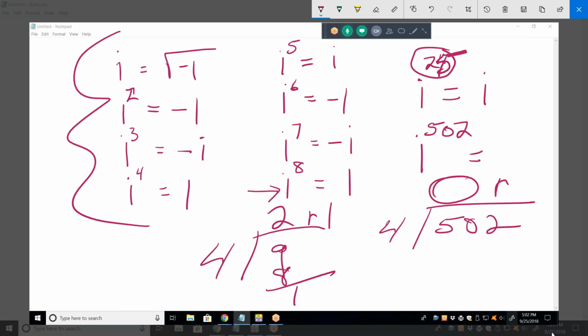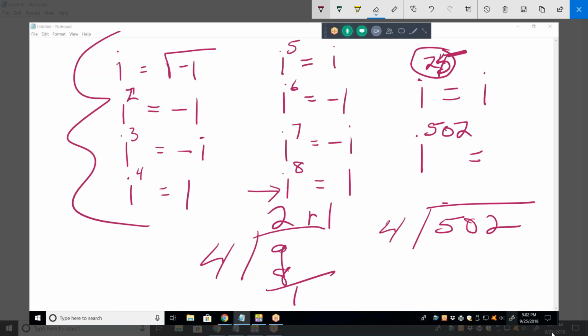Okay. So when I'm dividing 4 into 502, 4 goes into 500 exactly 125 times with a remainder of what? I mean, 4 divided into 502 has a remainder of what? In other words, it's 125, but it doesn't go evenly. 4 times 125 is exactly 500. So what's the remainder going to be? Hold on. Let's do this correctly.